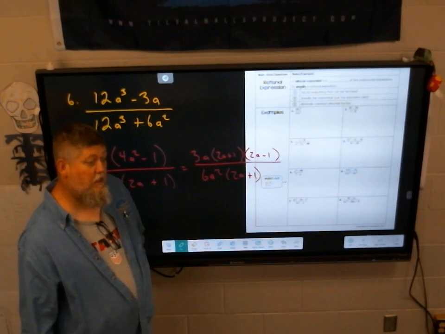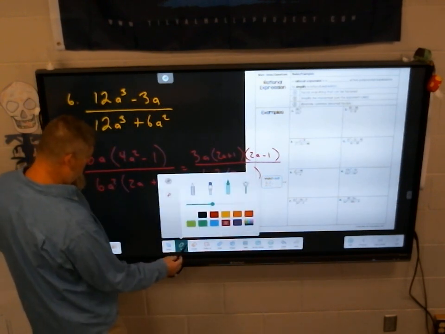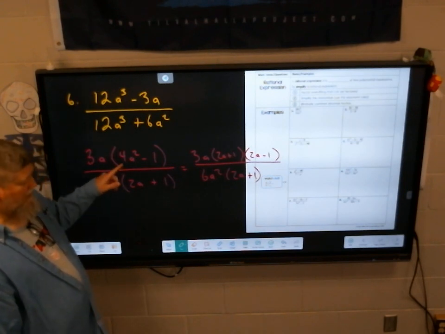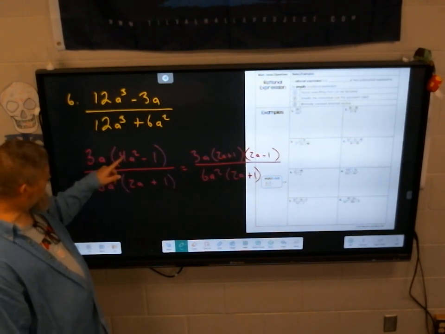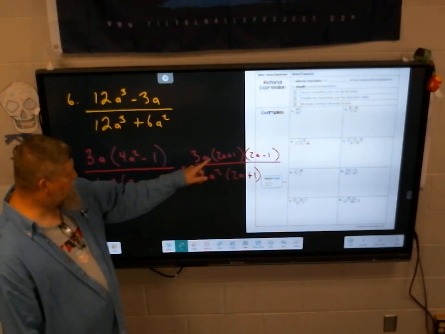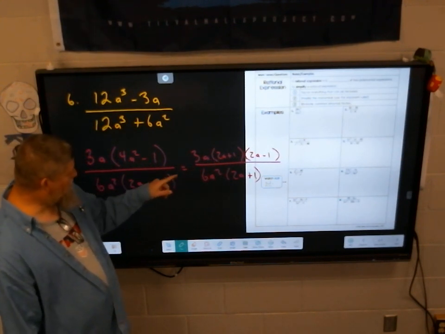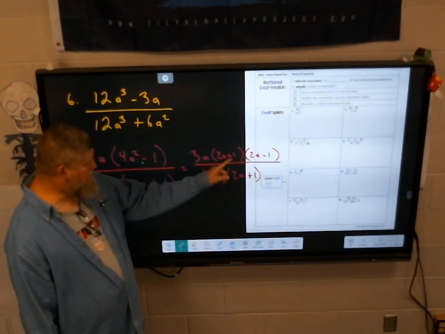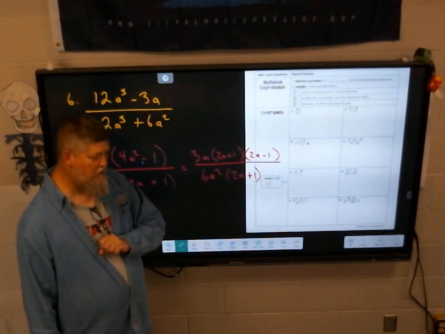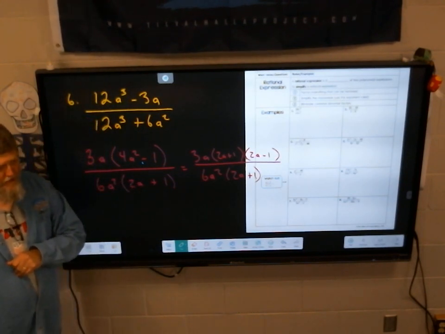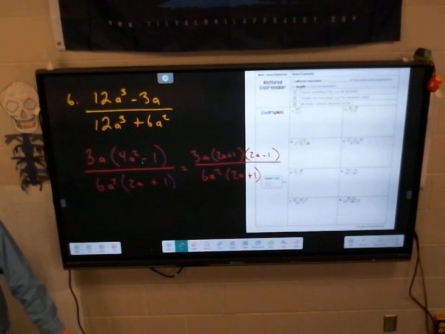Okay, how did you get the 2a plus 1 on the top? Well, this is the difference of 2 squares. So you take the square root of 4a squared, which is 2a, the square root of 1, which is 1, and because it's 2 perfect squares and the difference, 1's plus, 1's minus. That's just the way you factor difference of 2 squares. Okay, good question. Now, those of you who are here, what can I do?